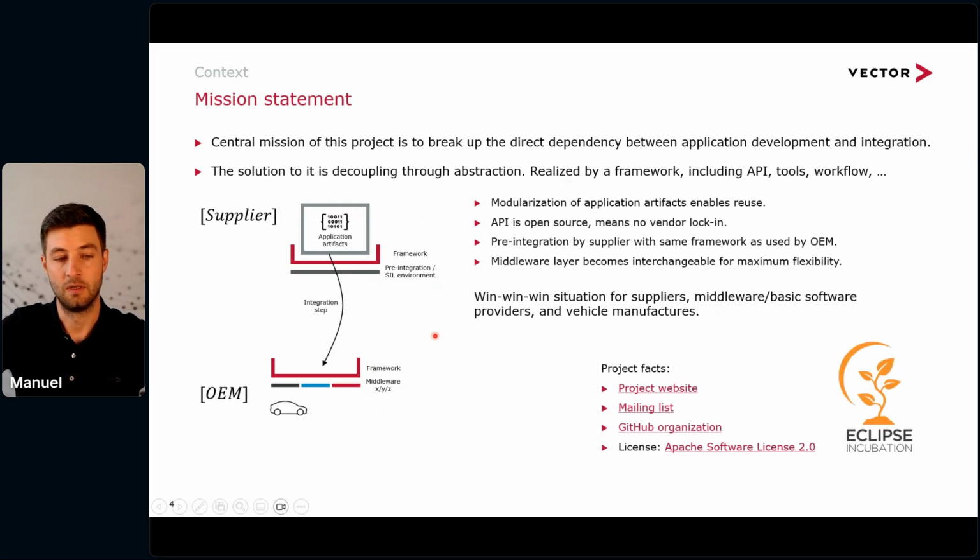In the meanwhile, we have been live for roughly half a year now. And here are some project facts, just in case you want to check out later the project website, the mailing list of our project, and the GitHub organization. And in case you're interested in the license, it's the Apache Software License 2.0 that we apply for this project.